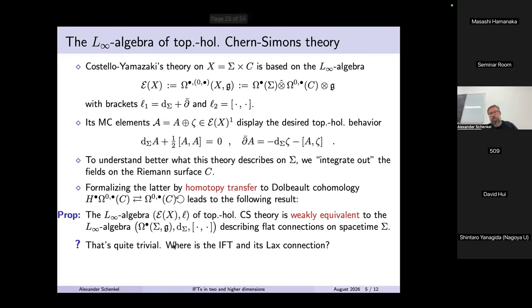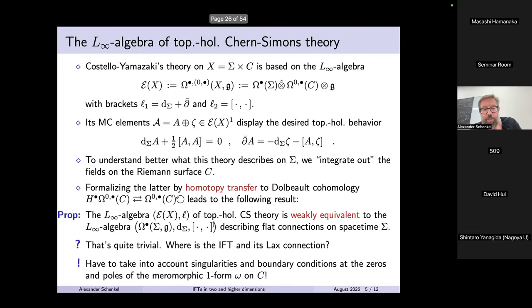Now that is of course a bit strange, because the theory I've written down here, which looked like Costello-Yamazaki's topological holomorphic Chern-Simons theory, turned out to be quite trivial. So where is the integrable field theory and the Lax connection? Here, clearly not. Flat connections on sigma is something topological. It's a topological field theory. So there is no interesting integrable field theory or no interesting Lax connection at this point.